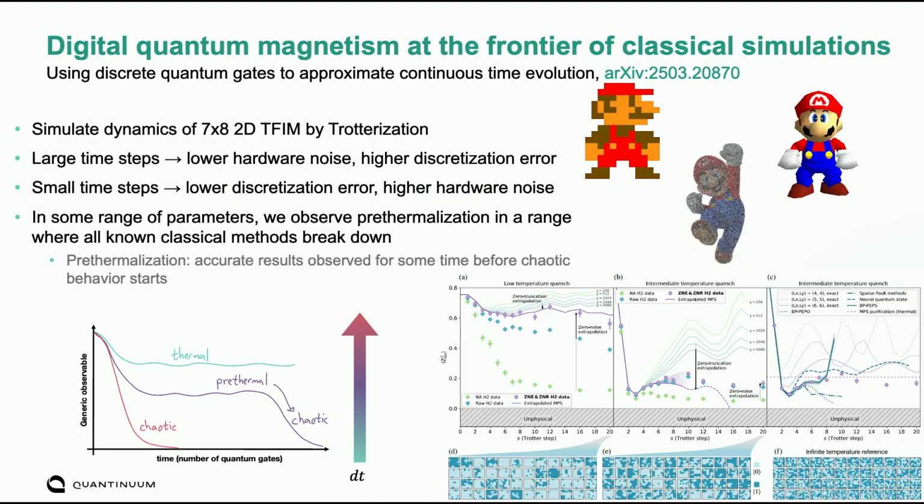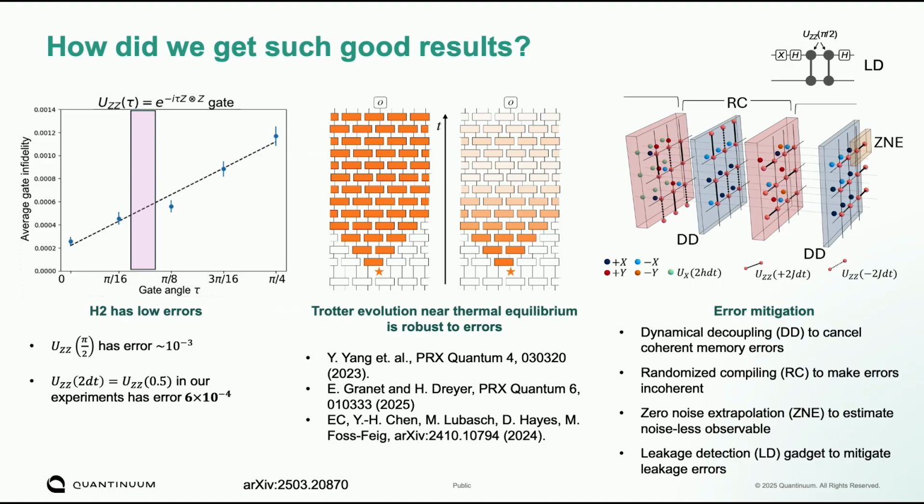And when we did this, we found that for some range of parameters, we could observe this pre-thermalization phenomenon in a regime where all classical methods that we know about broke down. And so we think we were able to observe some dynamics of this system that we couldn't have done otherwise. And so that's a really good result.